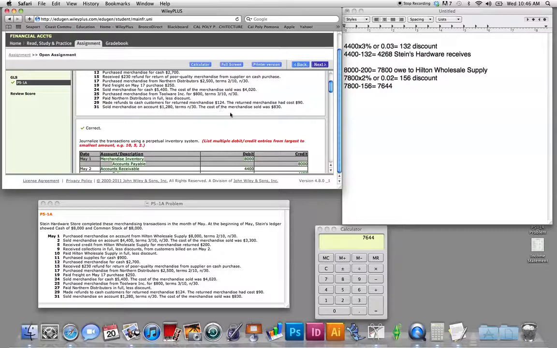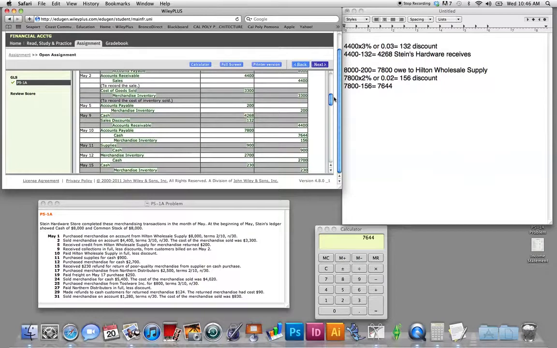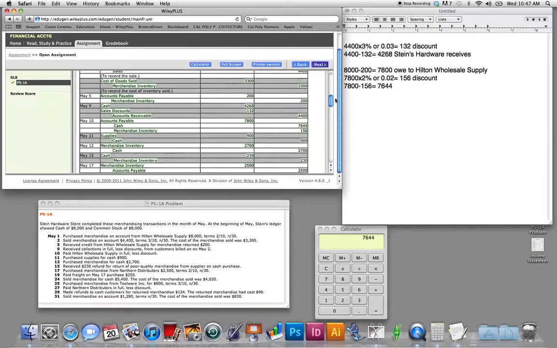So, like we had on May 1st, our merchandise inventory is increasing by $2,500, and our accounts payable is also going to be credited for $2,500. So when you put in that entry on May 17th, our merchandise inventory is increasing or debiting by $2,500, and our accounts payable is also increasing or crediting by $2,500.